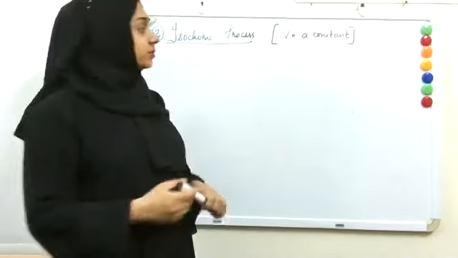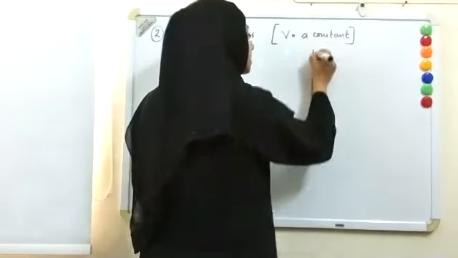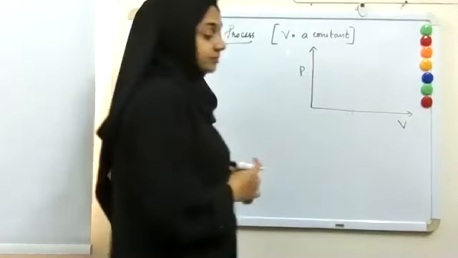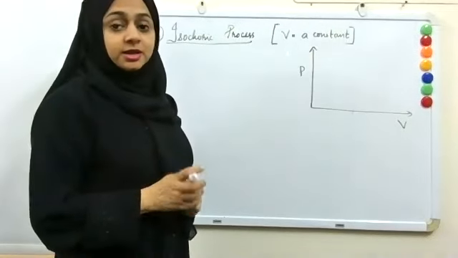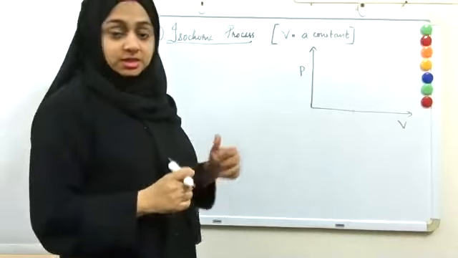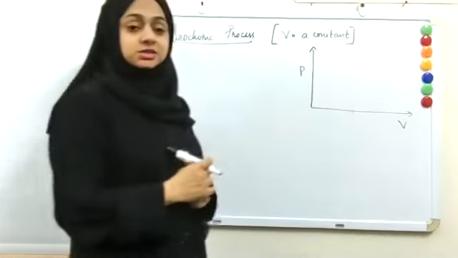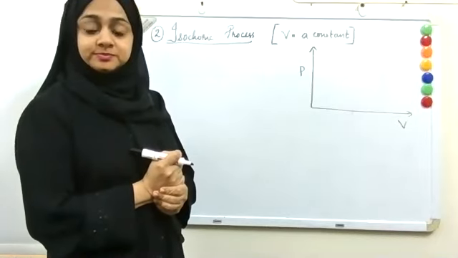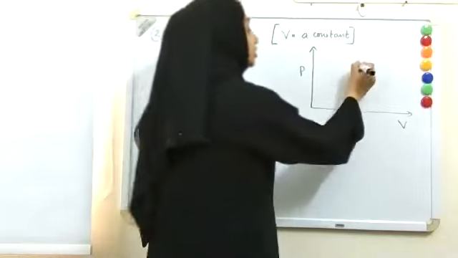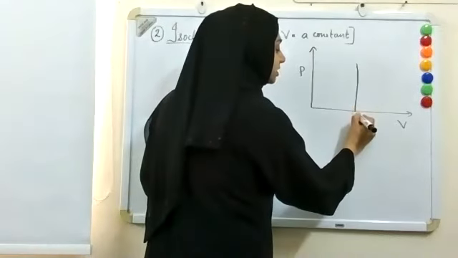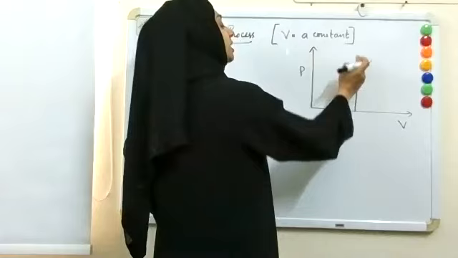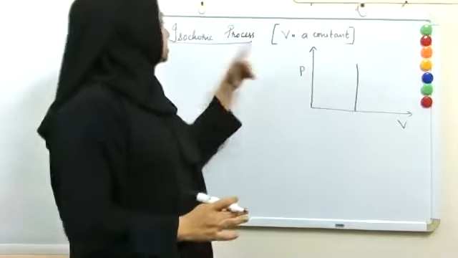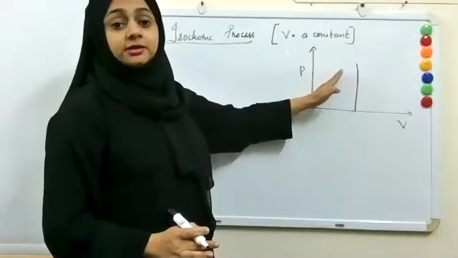So in an isochoric process, how will the indicator diagram look? Earlier, in the isobaric process, it was parallel to the x-axis. How will it be in an isochoric process? Parallel to the y-axis. Yes, so the volume remains constant. If the volume was V1, it will remain V1 throughout the process. So this is how the indicator diagram will look in an isochoric process.